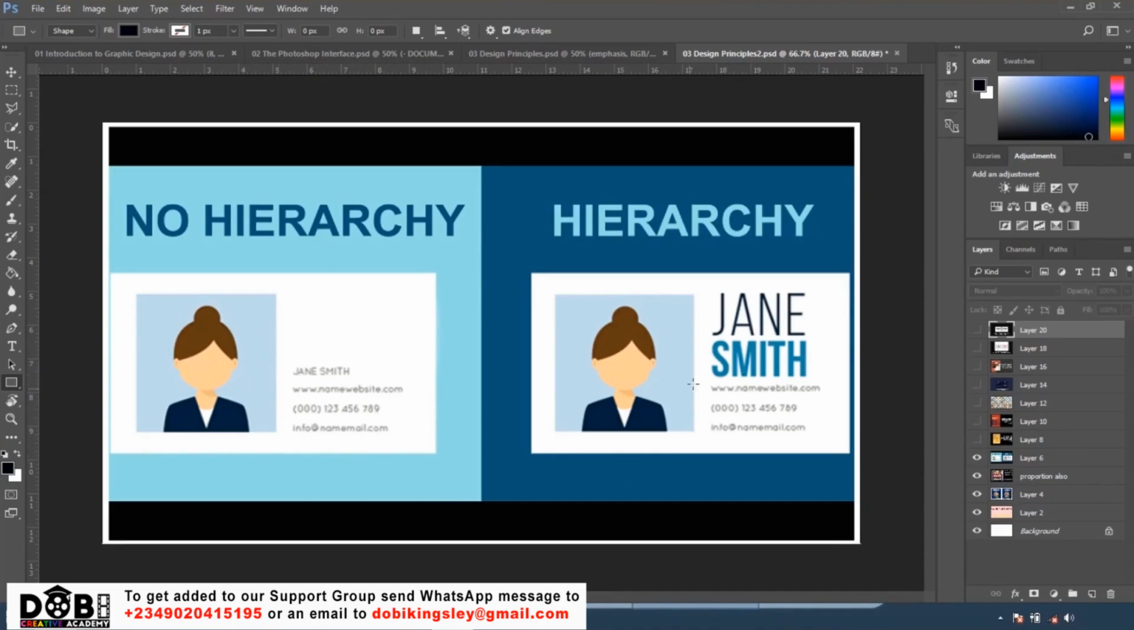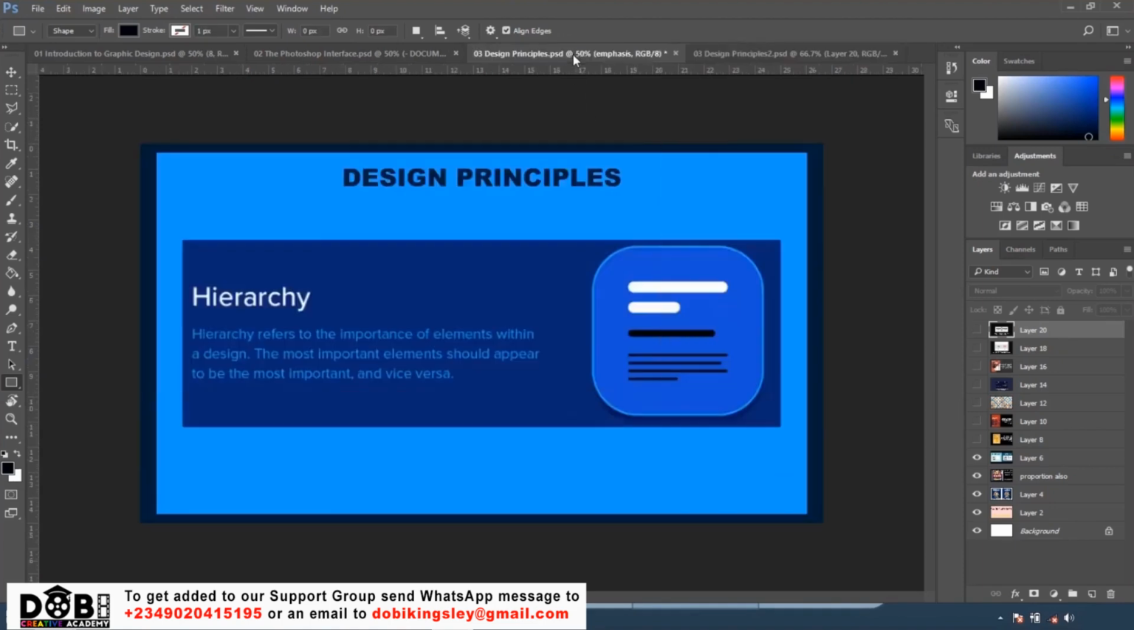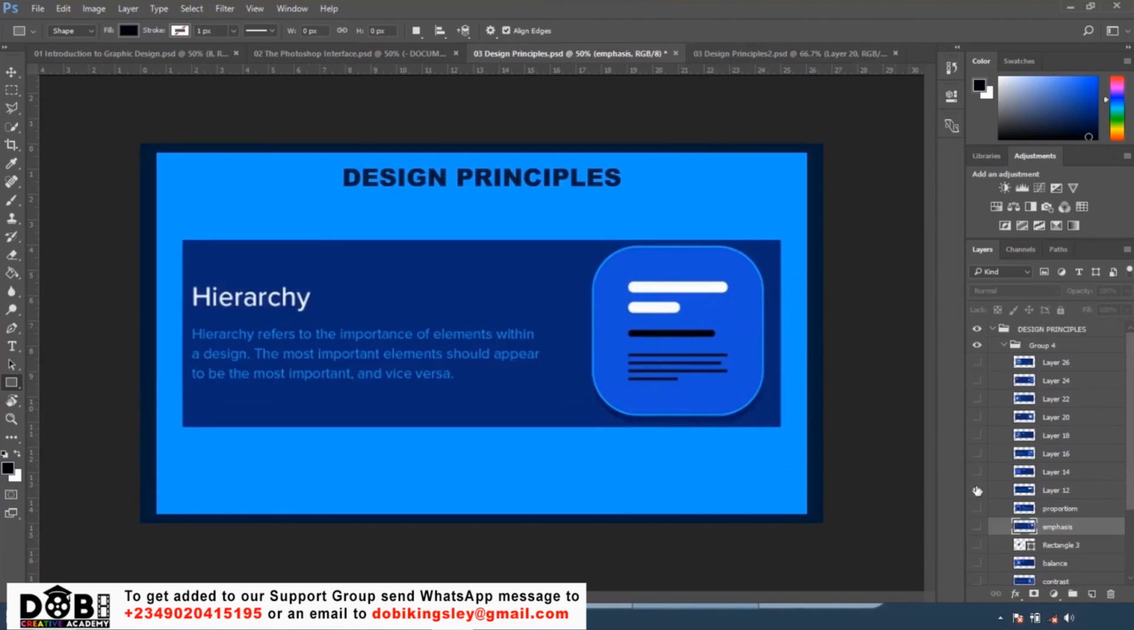You can see this and you can see this. Which one do you prefer? Of course, this. You can see how hierarchy makes everything stand out here: the name, the border, and all, and then reduced. So hierarchy, you can apply that to your design. It's one of the principles of design.